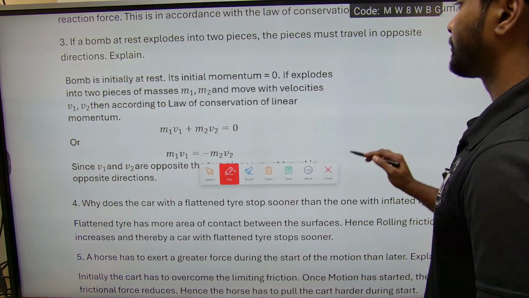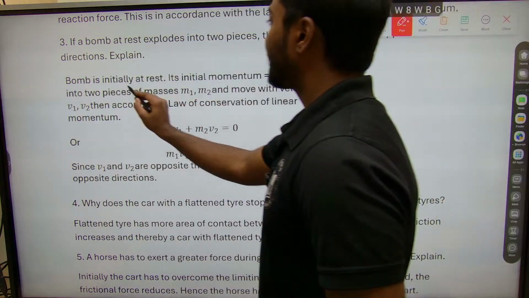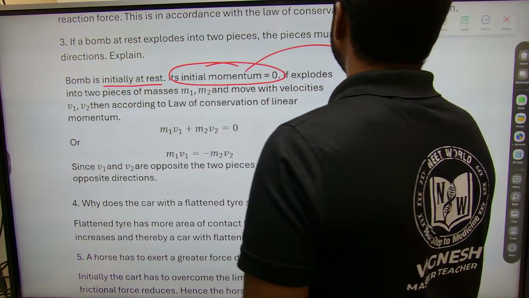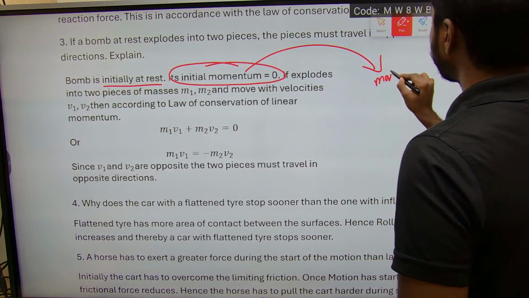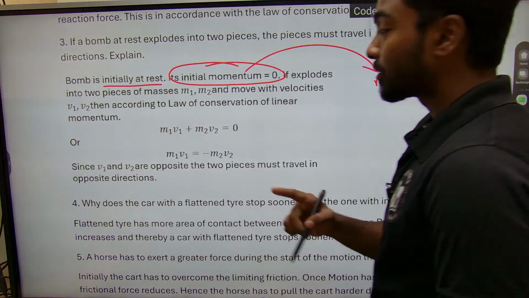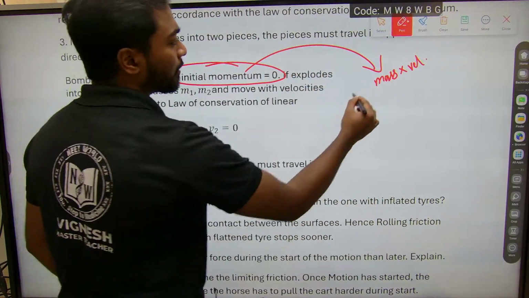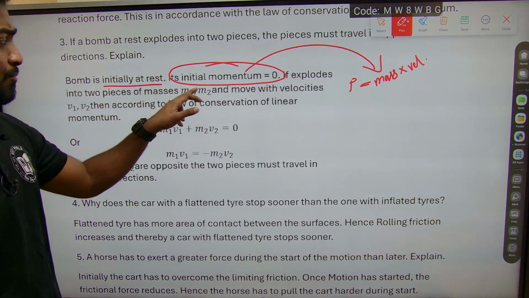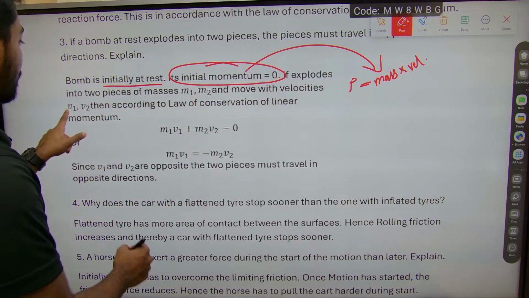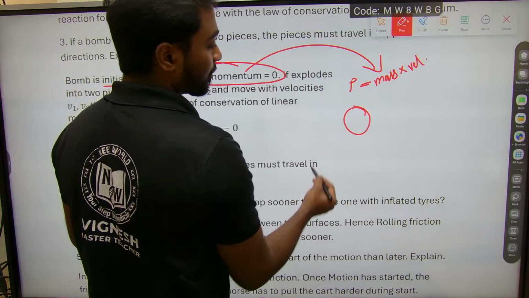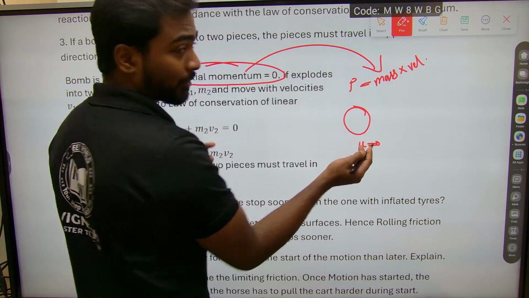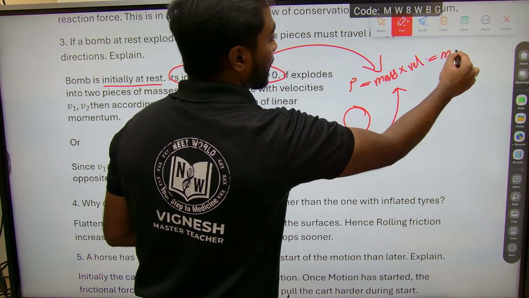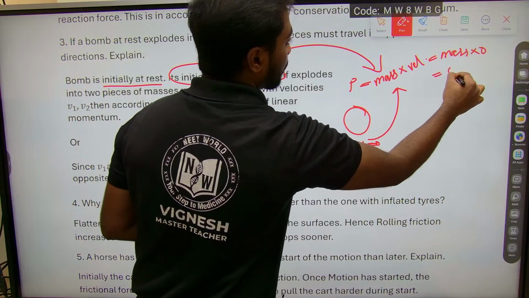The bomb is initially at rest, which means the initial momentum will also be zero. What is momentum? Momentum is nothing but mass into velocity, which is denoted by the letter P. Suppose it explodes into two pieces of masses m1 and m2, moving with velocities v1 and v2. Initially it is at rest, so u is equal to 0, but the mass will not be 0. Since u is 0, momentum also becomes 0: mass into velocity 0, so the total is 0.